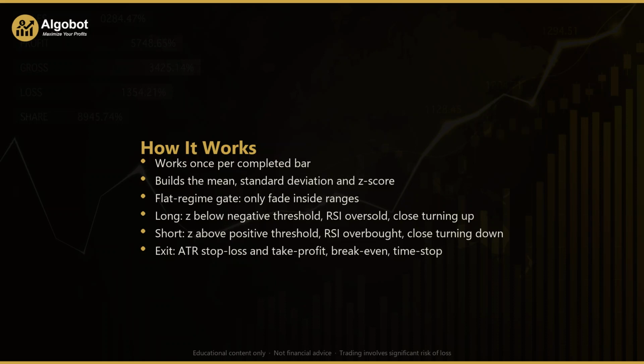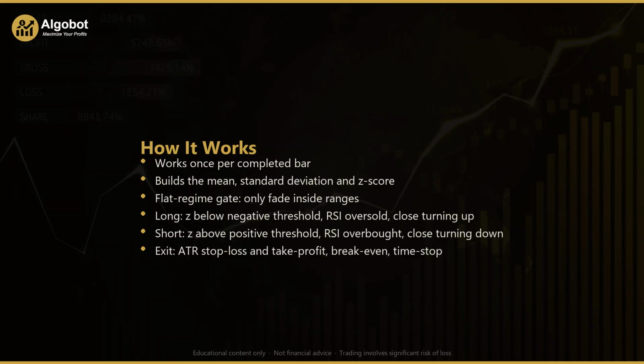Before it will consider any trade, it applies a regime filter. It compares the current mean with the mean from several bars ago. If the difference between them is small relative to the average true range, the market is considered flat or range-bound. If the mean is sloping strongly, the strategy stands aside entirely. This is the flat regime gate, and its job is to keep the strategy fading inside ranges and out of strong trends. Now the entry conditions.